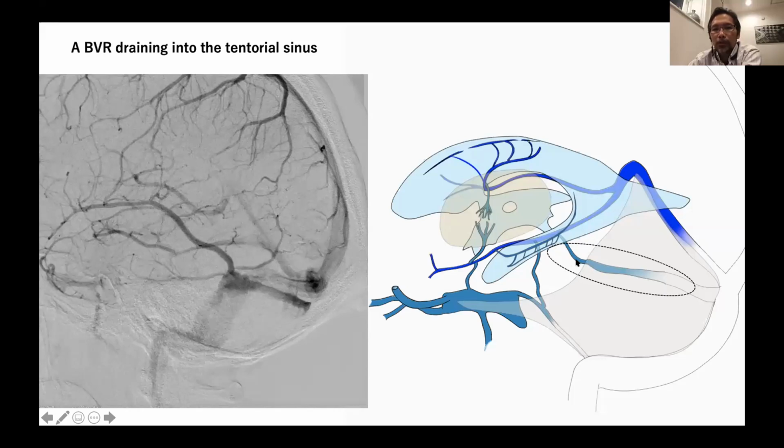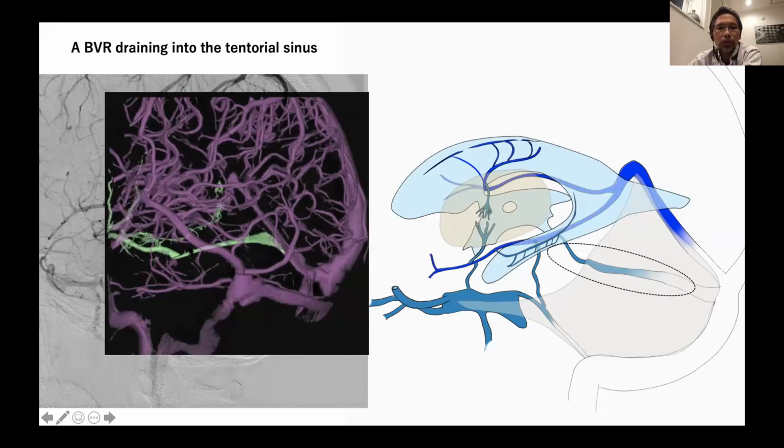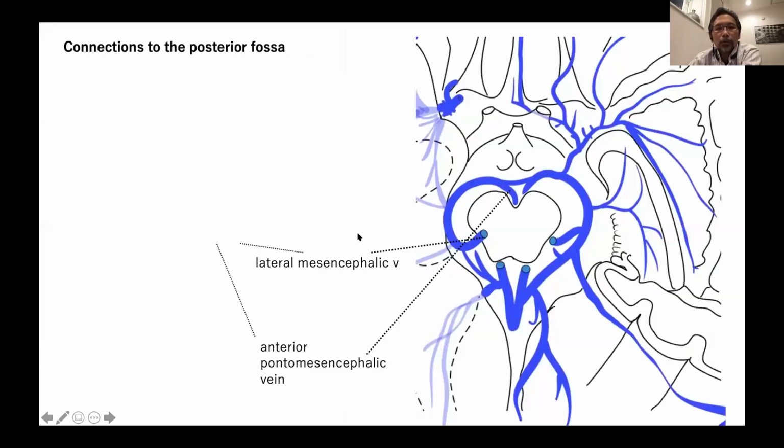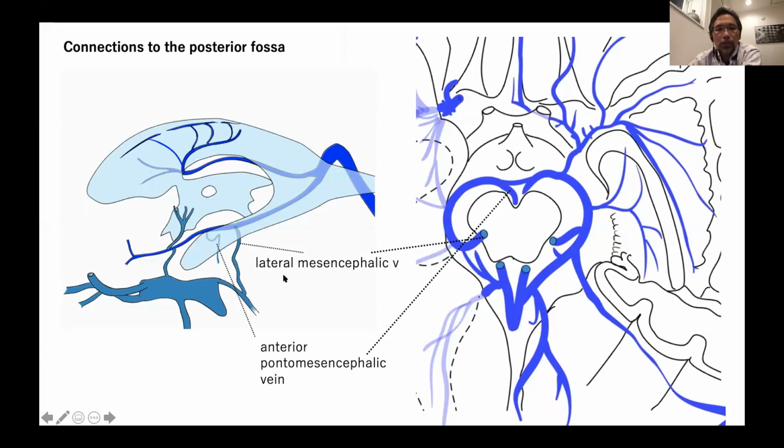shape of this system. It was originally like this at the beginning. So it's not something new. So we put something in 3D to help you see it better. Okay, so there are some important connections to the posterior fossa. We've talked about this a little bit. We see again in detail.